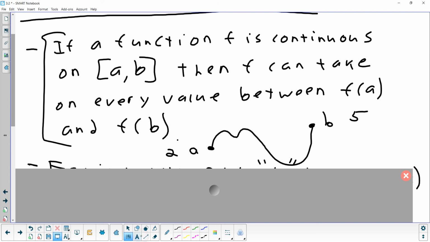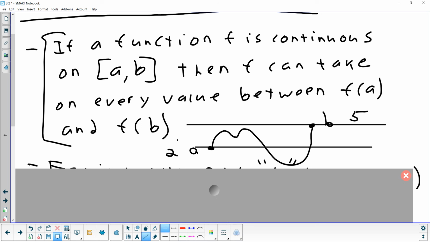Like in this case, if I put in a line, that represents 2, that represents 5. You do go through every y value between 2 and 5. Some even more than once. You even go lower than 2. Well, I can't guarantee that. Can't guarantee that you're going to go lower than 2. But I will guarantee you go through all these values in here. The y value at A and the y value at B. Any question on that?